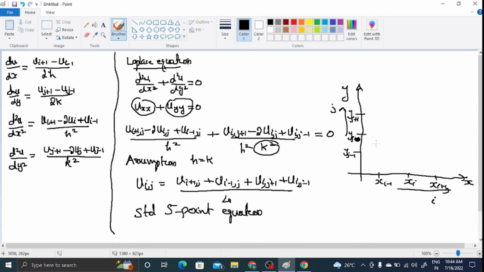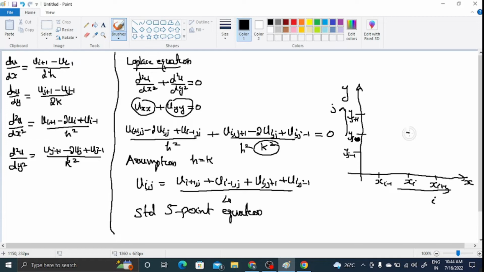Okay, with one assumption: if you are applying this formula, the period of x and the period of y are equal. So here in this equation we are finding u(i,j). So this is xi and this is yi.